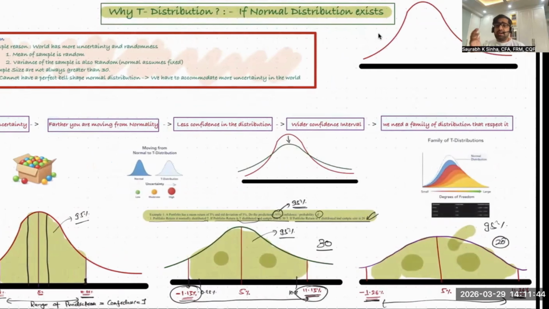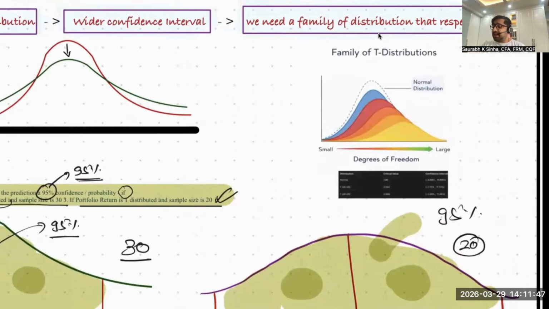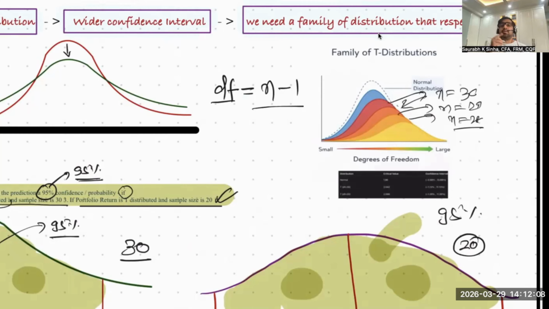So what do you need to understand? The most important thing you need to understand is that t distribution is a family of distributions. See, this one might be for sample size 30, this might be for sample size 29, this might be for sample size 28, right? And actually they do not say sample size 30, they say degrees of freedom, which is nothing but sample size minus 1. So they won't say sample size 30, they will say degree of freedom 29. They won't say sample size 29, they will say degree of freedom 28. They won't say sample size 28, they will say degree of freedom 27. So degree of freedom is always n minus 1 in the case of t distribution.